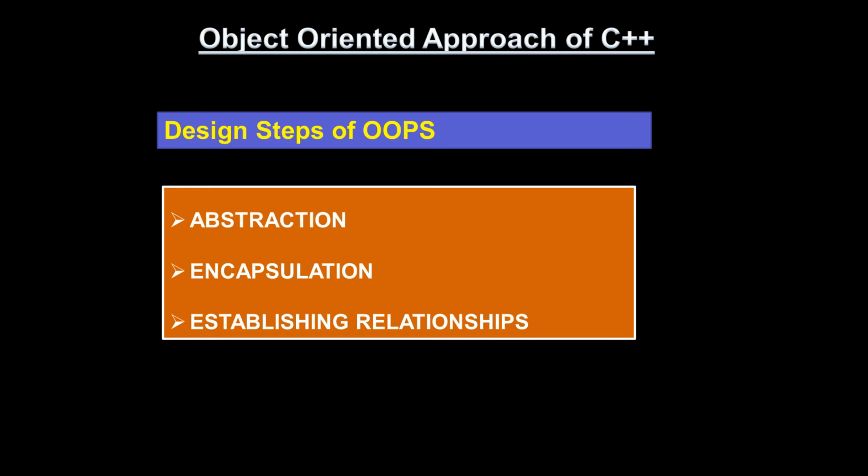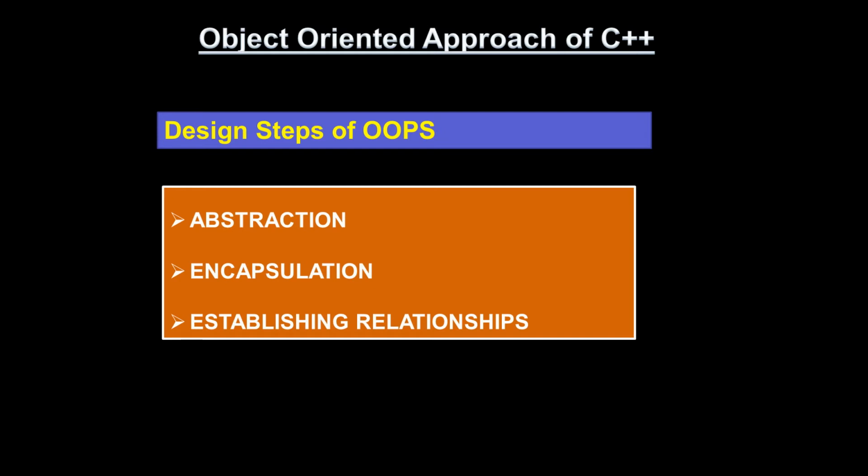Establishing relationships means how one object is related to another object, or how one object is communicating with another object. In upcoming sessions, we will see all these concepts. In today's session, abstraction is a small topic, but it is a very important topic.